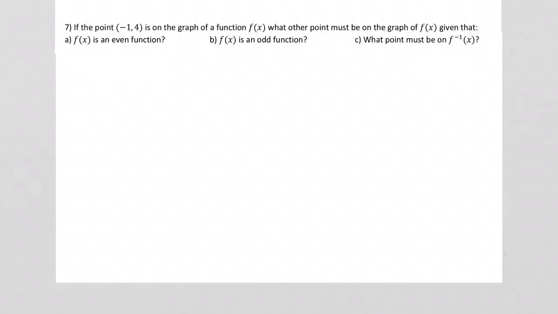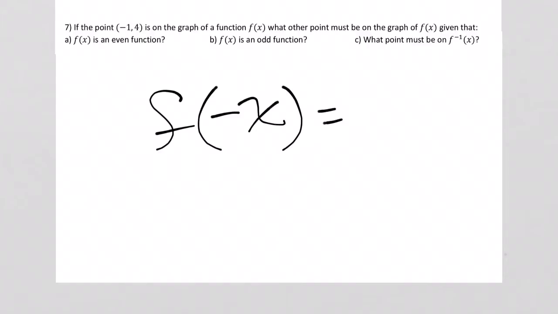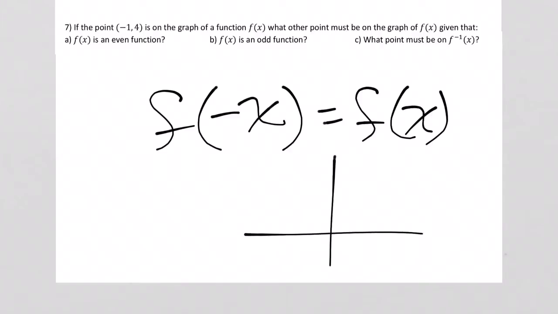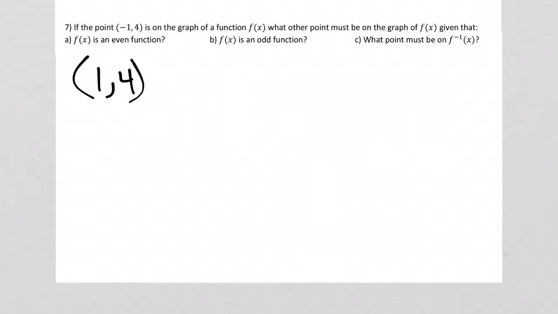Well, remember what it means for a function to be even. It means f of -x will be the same as f of x. What that means is we have, like x squared, symmetry across the y-axis. So if we have -1,4, we must have the point +1,4. Change the x value, maintain the y value.